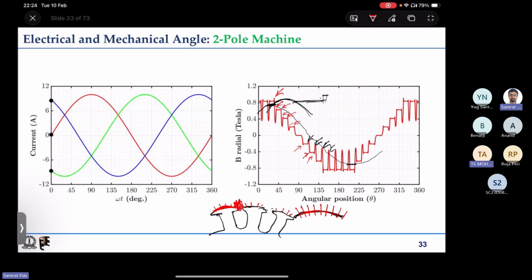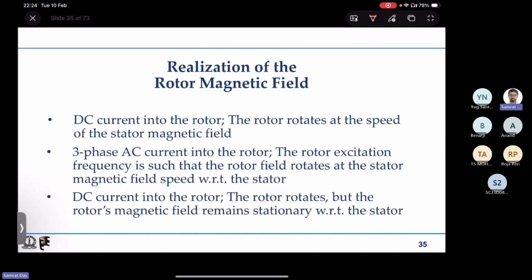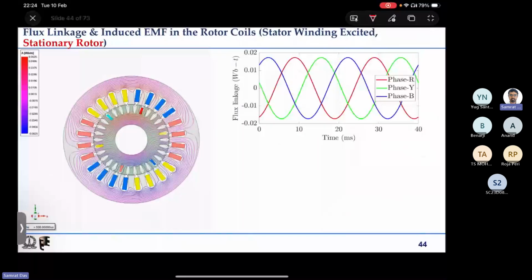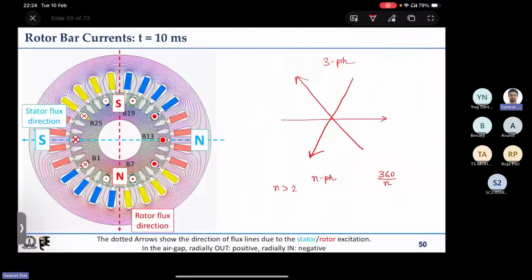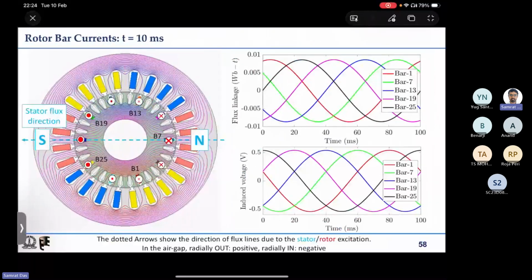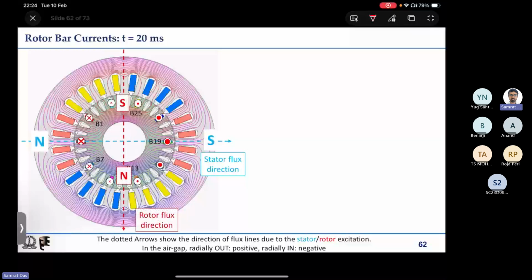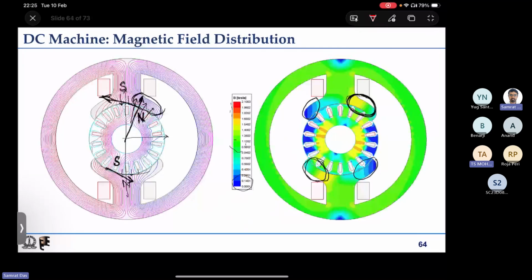Then the last slide, 63, I think. 63. The last one. Next, the FEM simulation.